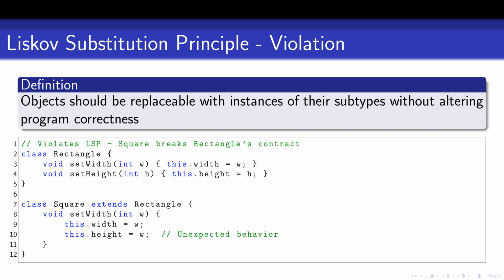Violations occur when subclasses fail to uphold the behavior of their superclass. Proper implementations respect this principle, maintaining correctness. In this example, the square subclass modifies the setWidth and setHeight methods, leading to unexpected behavior. This breaks the contract established by the rectangle superclass.